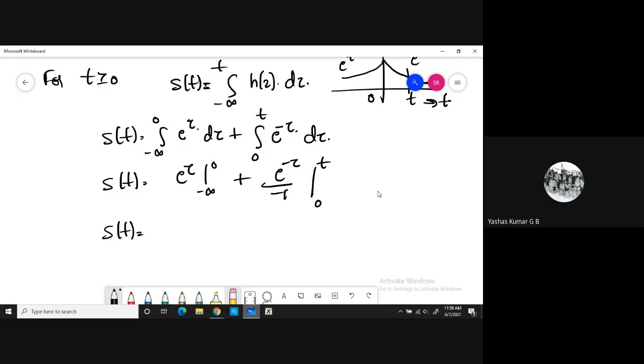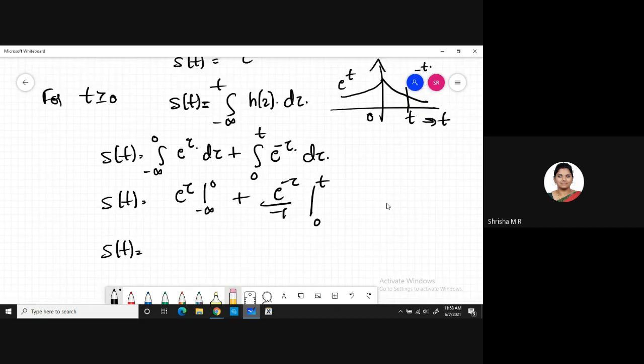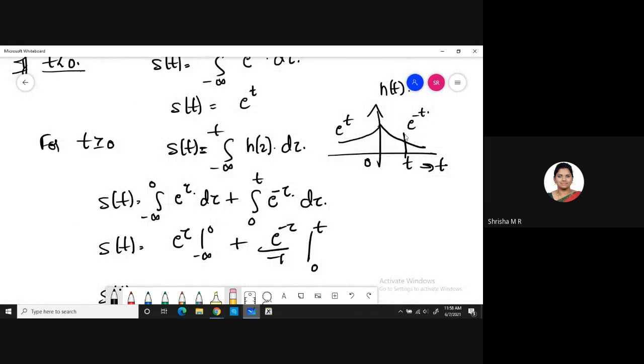Ma'am, in the second case, here we are considering both, no, ma'am? Yes, in the second case you have to take both, because t is greater than or equal to 0, t is here. So it's from minus infinity to t, right? Minus infinity to t means minus infinity to 0 plus 0 to t.